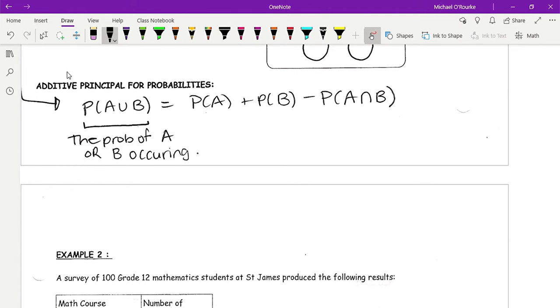Okay. Write down this part here, it's important. Additive principle for probabilities. The probability of A or B occurring is the probability of A plus the probability of B minus the probability of A intersection B. Okay?